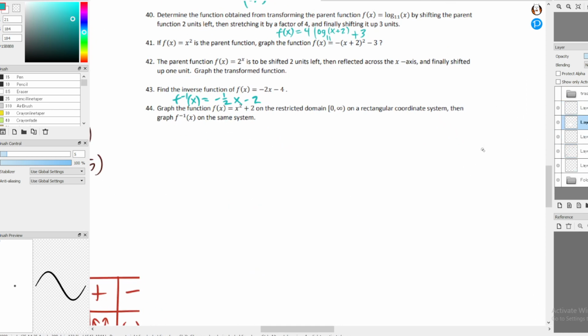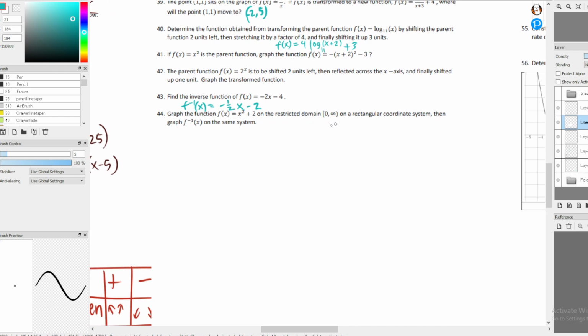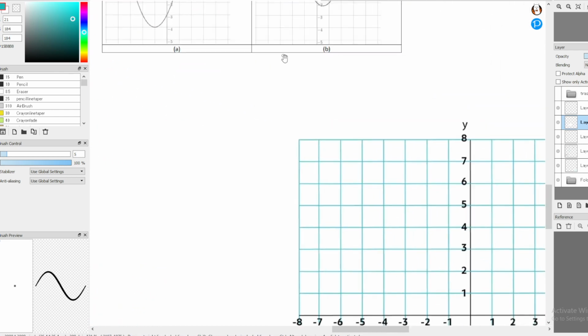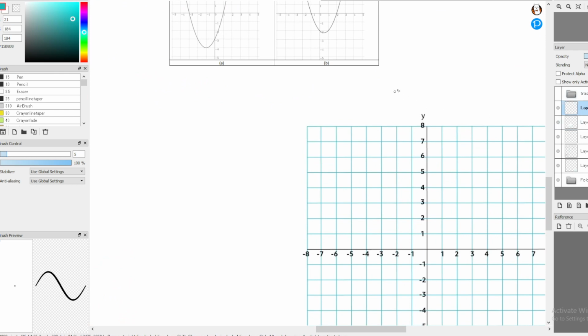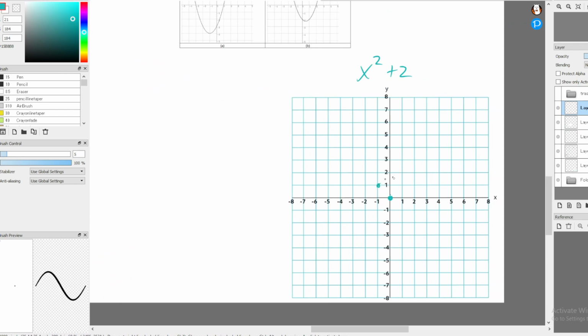44 says graph the function x squared plus 2 on the restricted domain 0, infinity on a rectangular coordinate system. Then graph f inverse of x on the same system. So the inverse. Sometimes people are scared by the restricted domain part, but the reason they give this is so that it's 1-to-1. So x squared plus 2, we'll move over here. Our original function looks something like this.